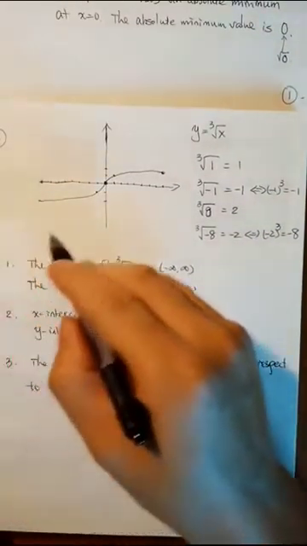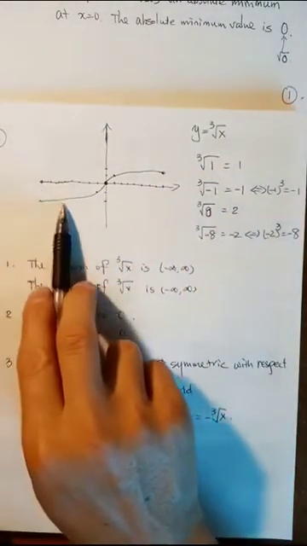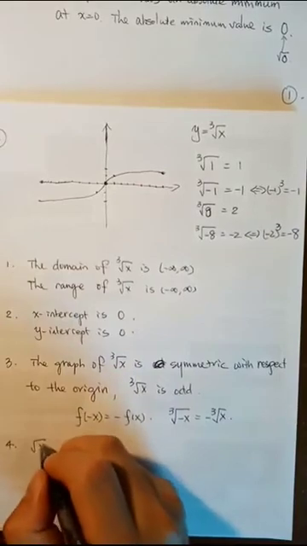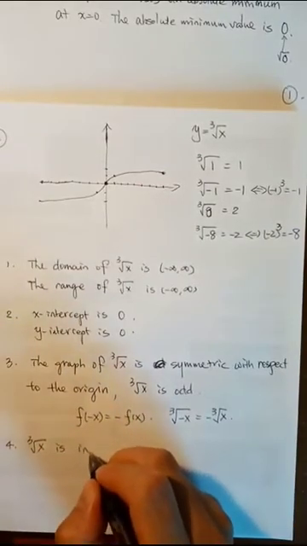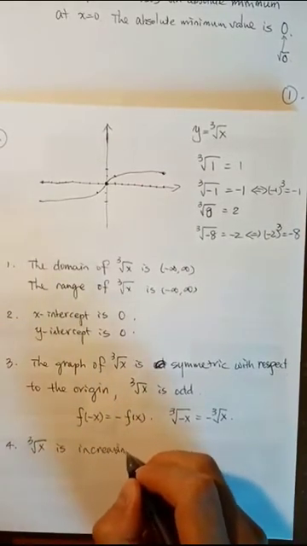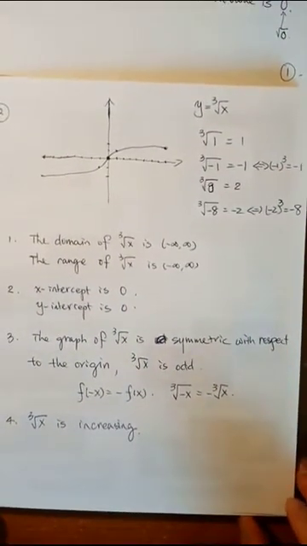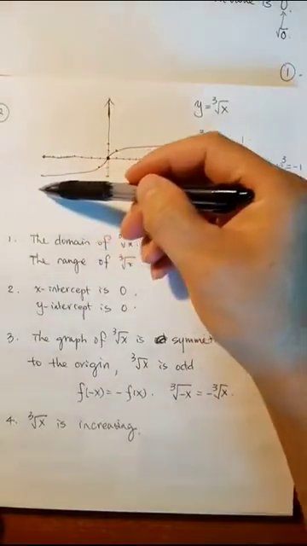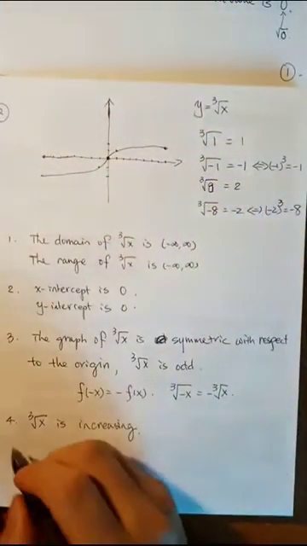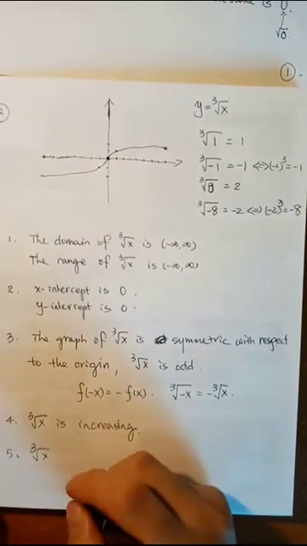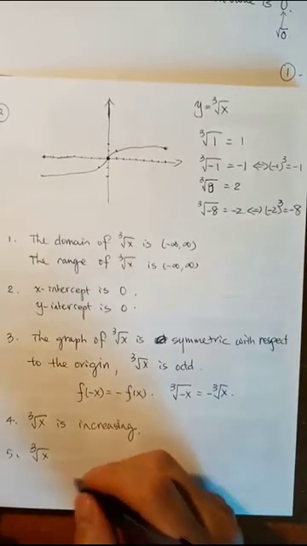And the function is always increasing. If you move from left to right, the graph is rising. So the cube root of x is always increasing. And you see here it's from -infinity to +infinity. So this cube root function has no local extrema.